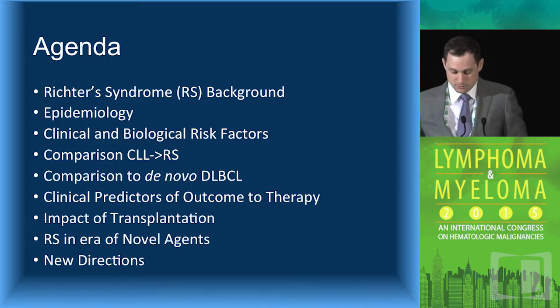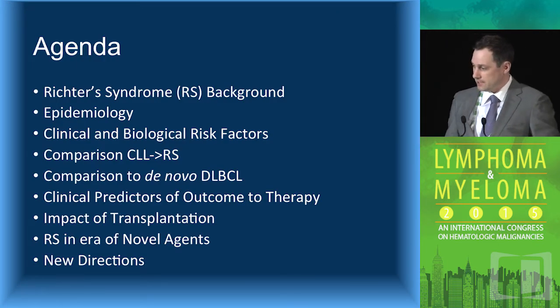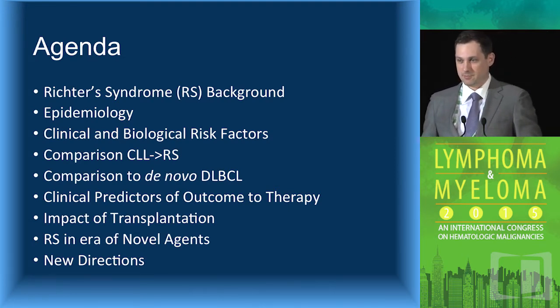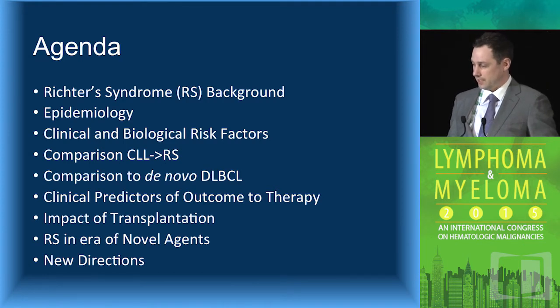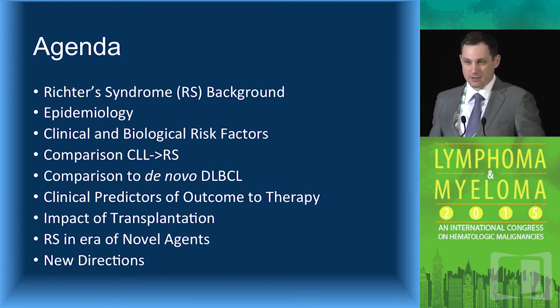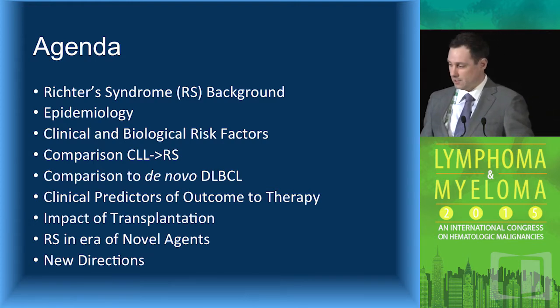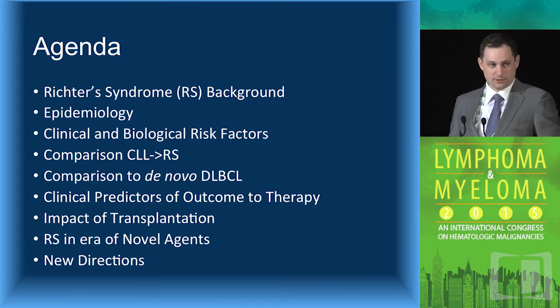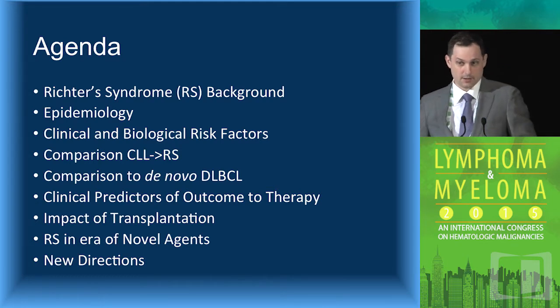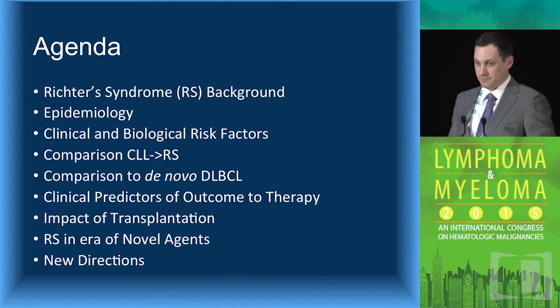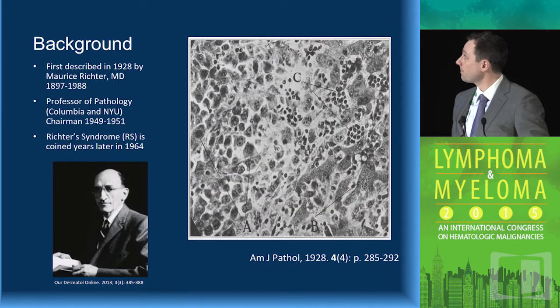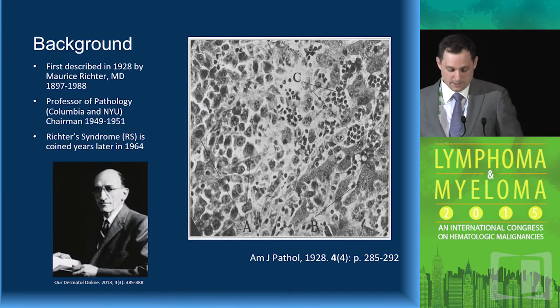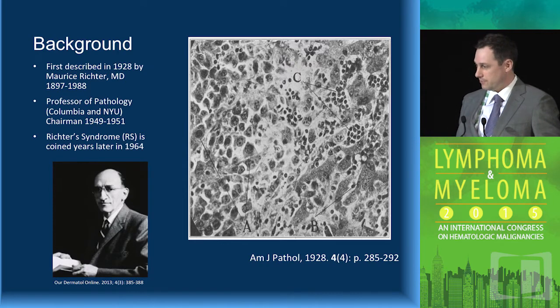So for the agenda today, we'll talk quickly about the background, epidemiology, and some of the clinical and biological risk factors. Then we'll compare some of these paired samples that have helped our understanding of the acquisition events in terms of transformation. We'll compare a Richter's DLBCL to de novo DLBCL, and then look at the clinical predictors to outcome, the impact of transplantation, and Richter's syndrome in the era of novel agents, and then talk about a few of the new directions we're going.